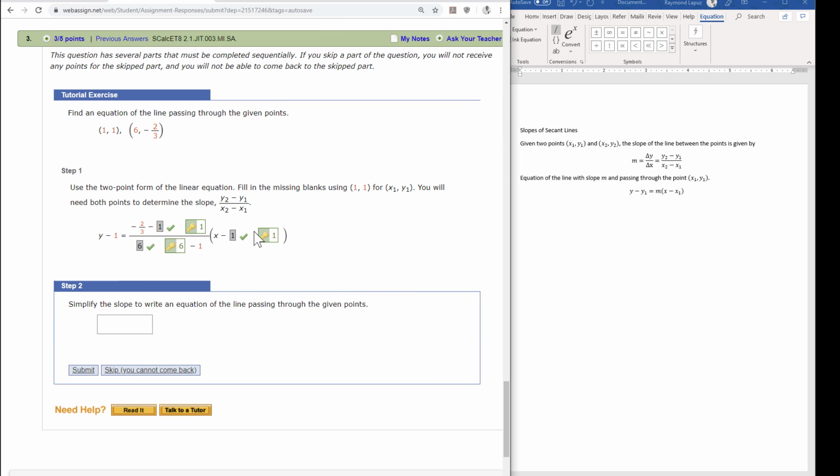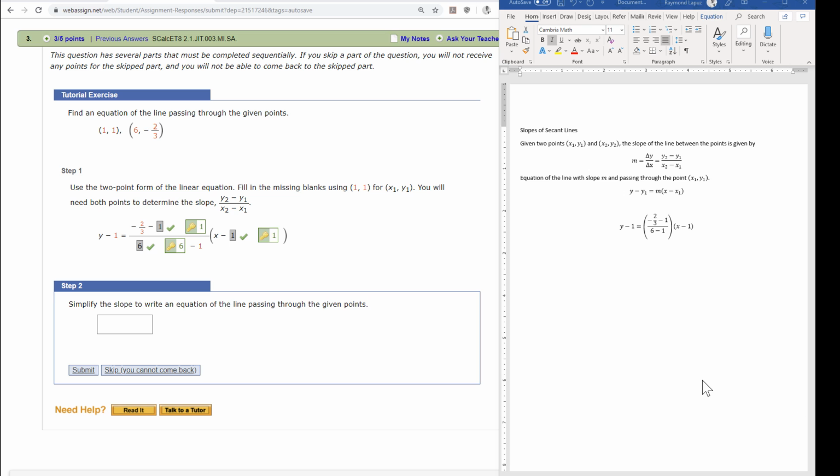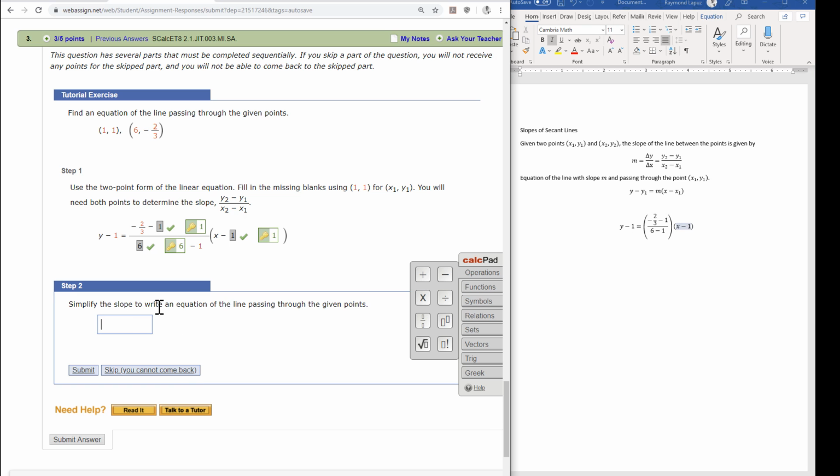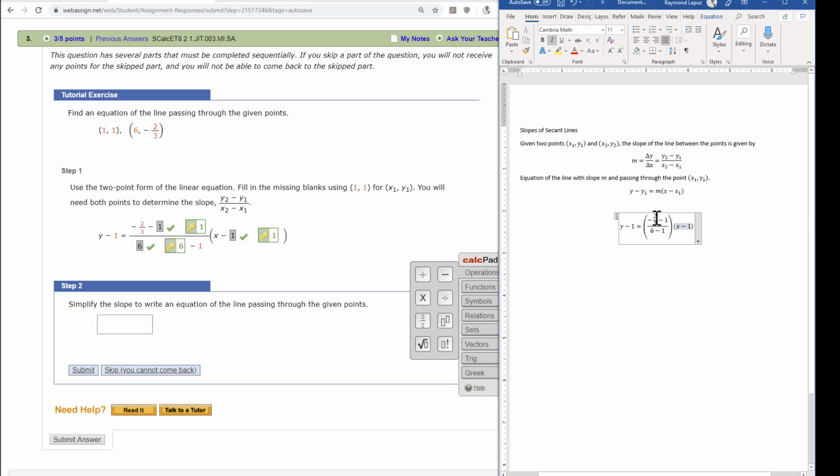So now that we have that, we can just solve for this. It might be good to see this written out, so let's do that. Okay, so let's get it written out this way, and then it looks like they want us to simplify the slope and write an equation of a line passing through these points. So we have to simplify the slope.